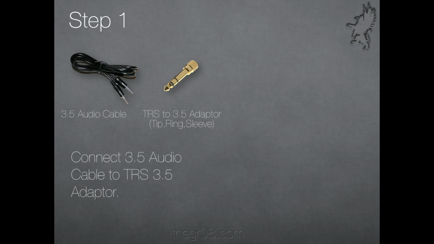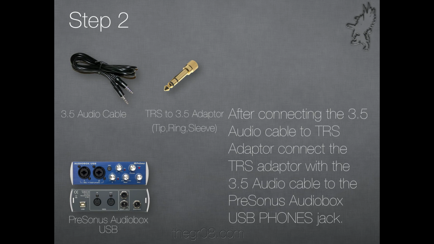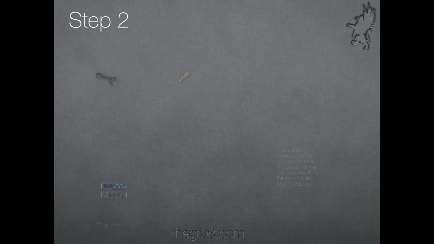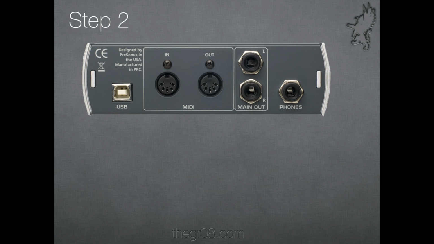Step 1. Connect the 3.5 audio cable to the TRS 3.5 audio adapter, as indicated. Step 2. After connecting the 3.5 audio cable to the TRS adapter, connect the TRS adapter with the 3.5 audio cable to the PreSonus AudioBox USB phone jack. And here's an example where that will go.